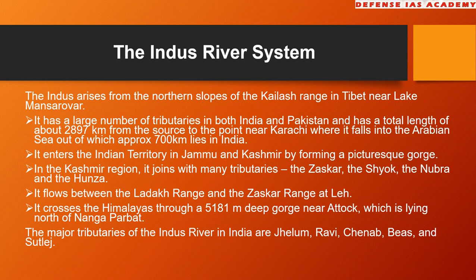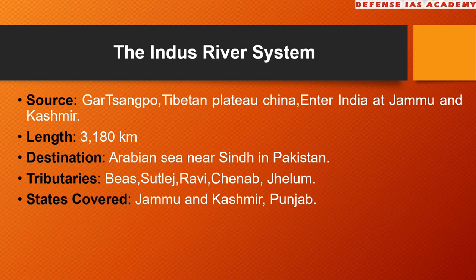It enters the Indian territory in Jammu and Kashmir by forming a picturesque gorge. In the Kashmir region, it joins with many tributaries, the Zaskar, the Shyok, the Nubra, and the Hunza. It flows between the Ladakh region and the Zaskar range at Leh. It crosses the Himalayas through a 5,181 meter deep gorge near Attock, which is lying north of the Nanga Parbat. The major tributaries of the Indus river in India are Jhelum, Ravi, Chenab, Beas, and Satluj.